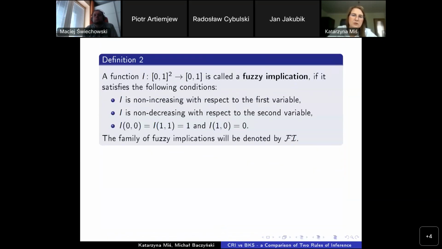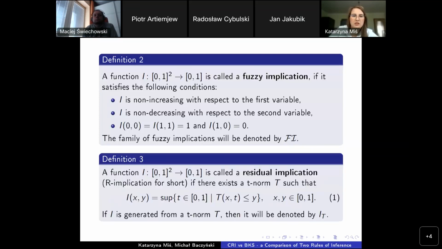And also I mentioned fuzzy implications. Again, a fuzzy implication can be seen as a generalization of classical implications. Of course, they have to satisfy the same border conditions as any classical implication, but they are also non-increasing with respect to the first variable, and non-decreasing with respect to the second one. And for fuzzy implications, we can name at least a few families.